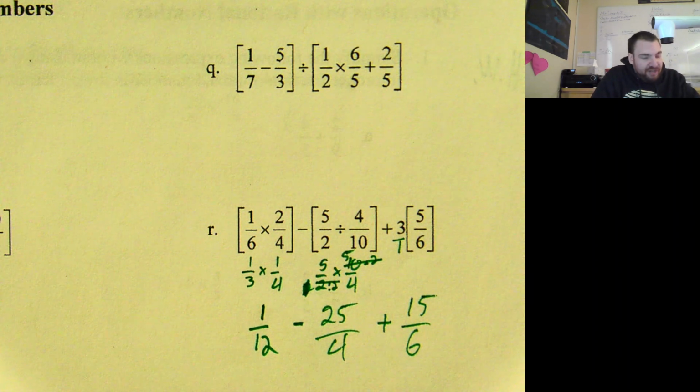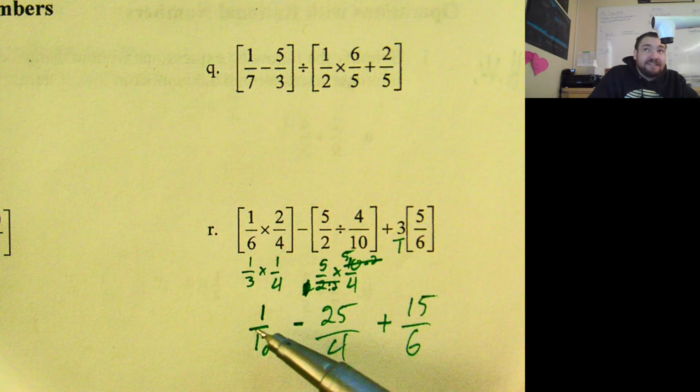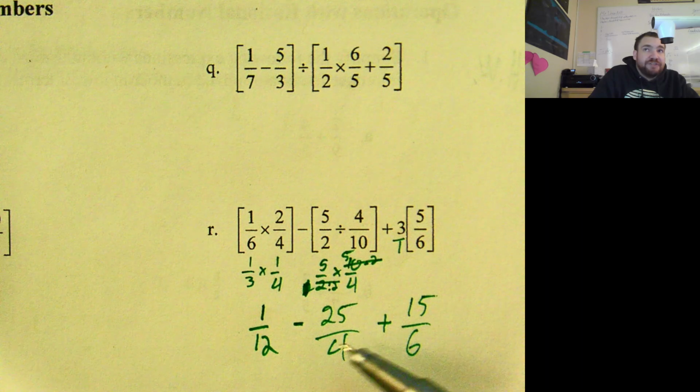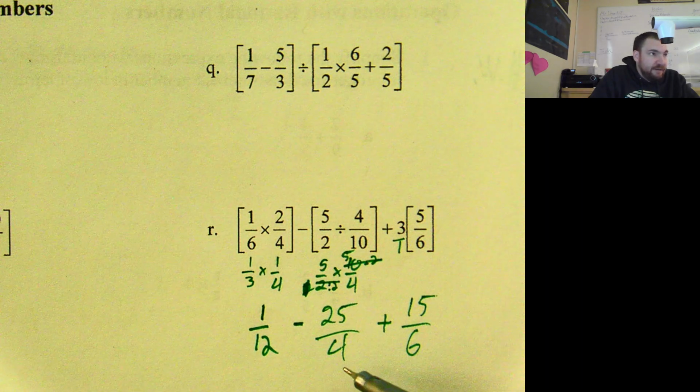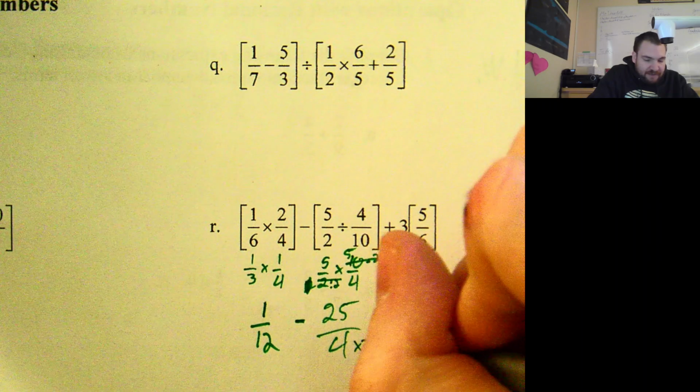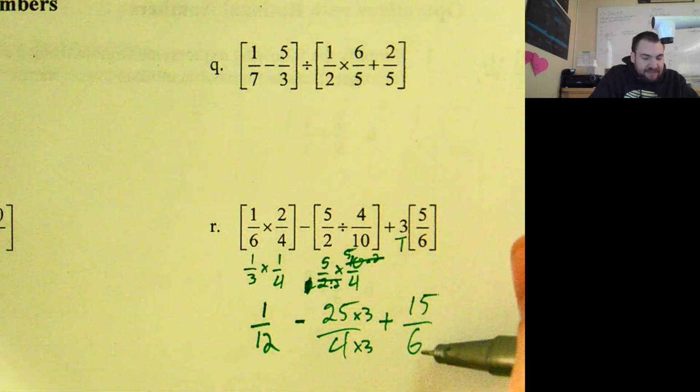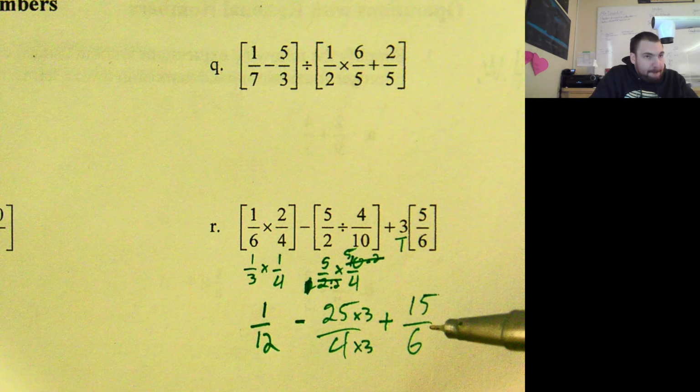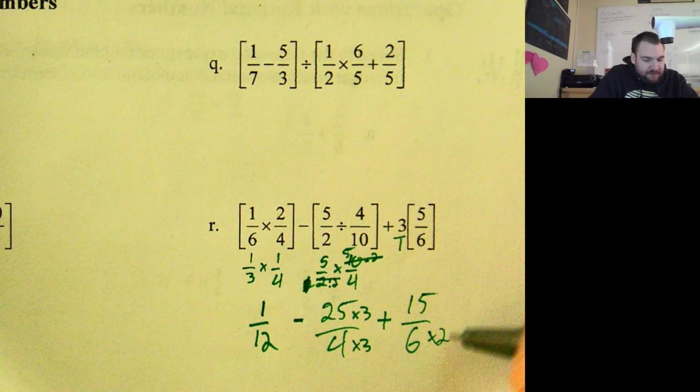So now I need a common denominator of 12, 4, and 6. The smallest number that those three go into is 12. So that stays 12. This 4 is going to become a 12 by multiplying it by 3. And whatever I do to the bottom, I have to do to the top. So times by 3, times by 3. And then the 6 and the 15 are both going to be multiplied by 2. Times by 2, times by 2.